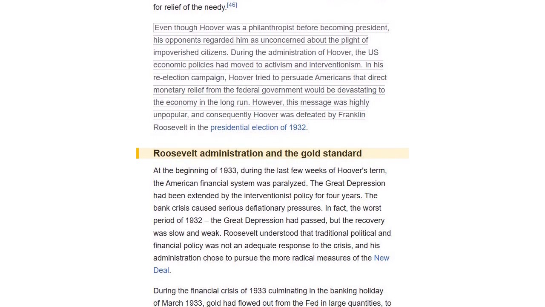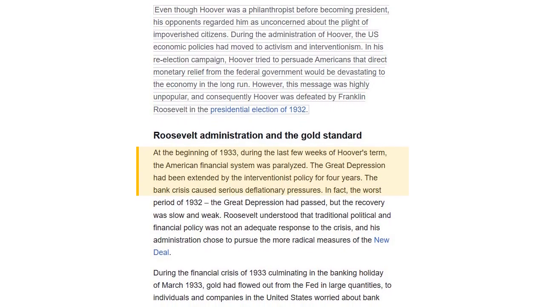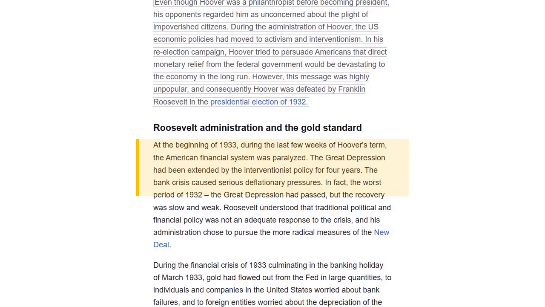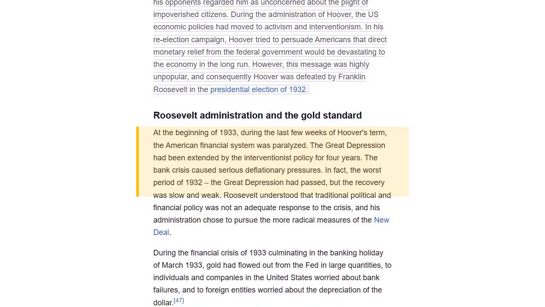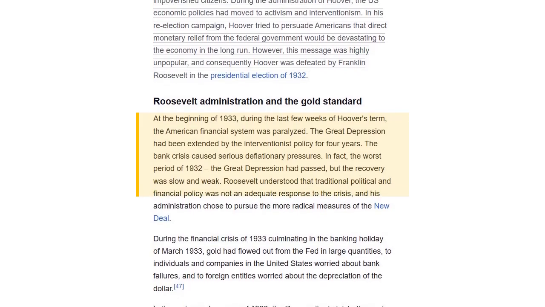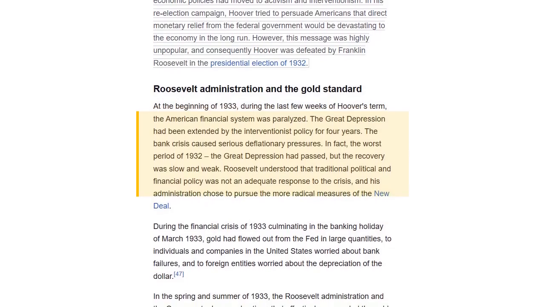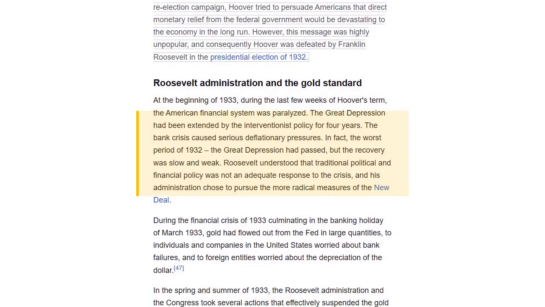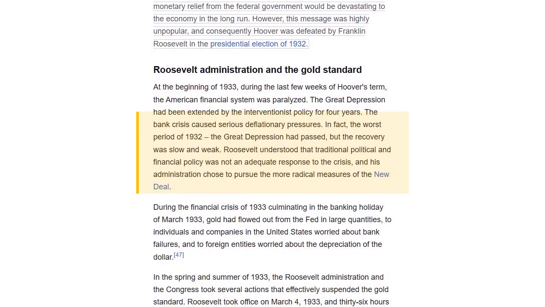Roosevelt Administration and the gold standard. At the beginning of 1933, during the last few weeks of Hoover's term, the American financial system was paralyzed. The Great Depression had been extended by the interventionist policy for 4 years. The bank crisis caused serious deflationary pressures. In fact, the worst period of the Great Depression had passed by 1932, but the recovery was slow and weak.